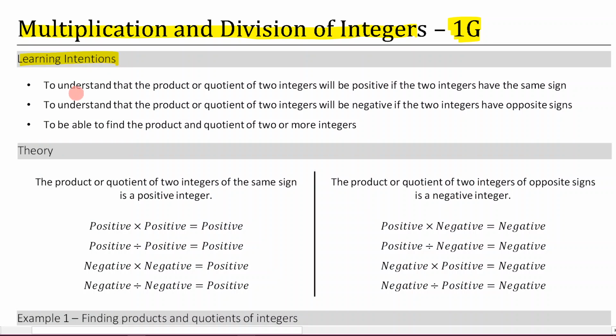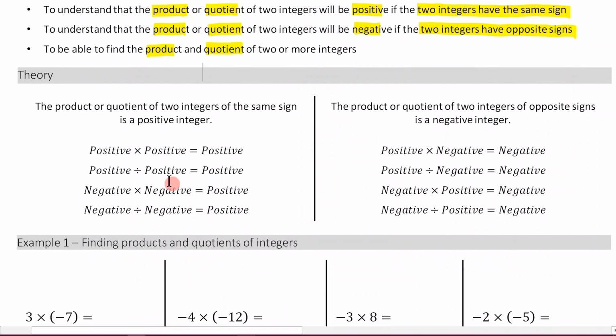Our learning intentions: to understand that the product or quotient of two integers will be positive if the two integers have the same sign. To understand that the product or quotient of two integers will be negative if the two integers have opposite signs. And finally, to be able to find the product and quotient of two or more integers. So let's begin by going through the theory here.